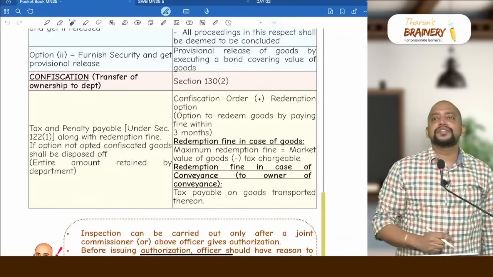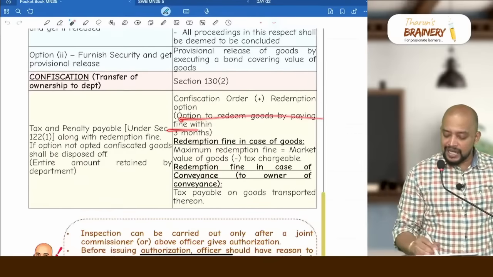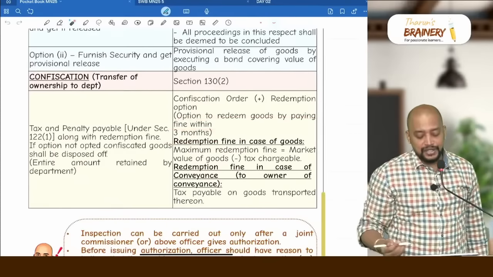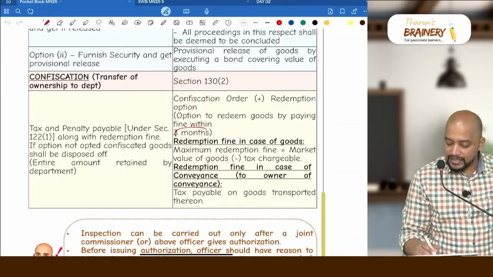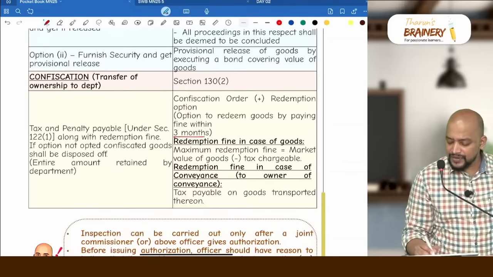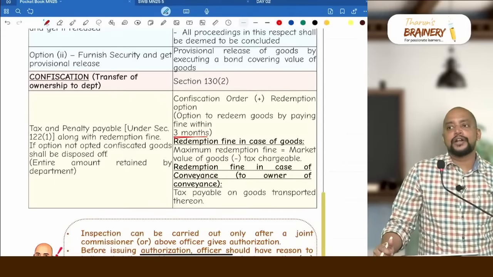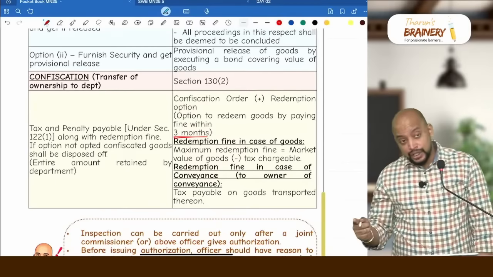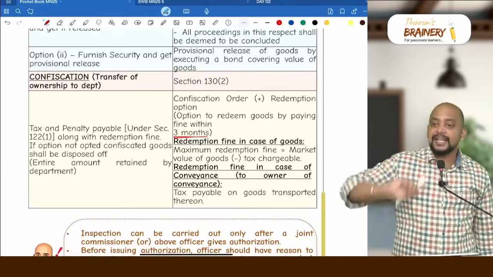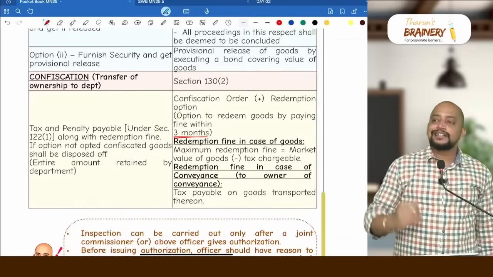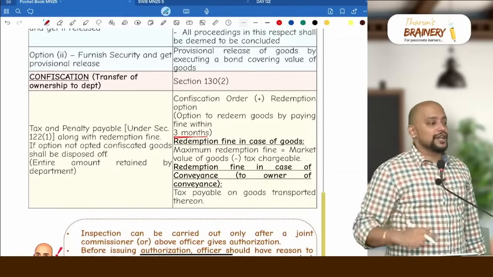And what is the time limit within which the redemption fine needs to be paid? 3 months. 3 months from the date on which they pass the confiscation order. Option to redeem goods by paying a fine within 3 months. Okay, within 3 months we need to pay that fine. 3 months from which date? 3 months from the date of the confiscation order. And is this redemption fine in addition to the penalty that we need to pay? Of course. So TIPF: tax we need to pay, interest we need to pay, penalty we need to pay, and redemption fine is also required to be paid.